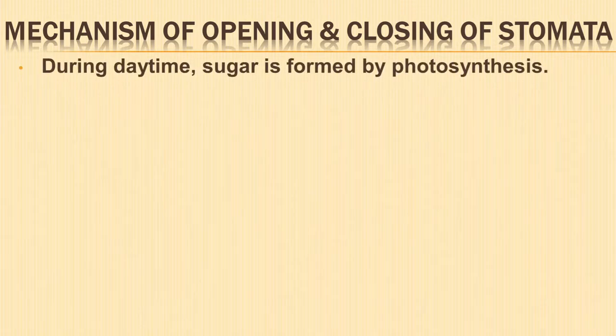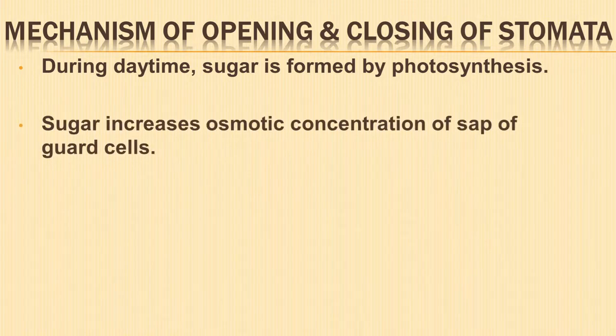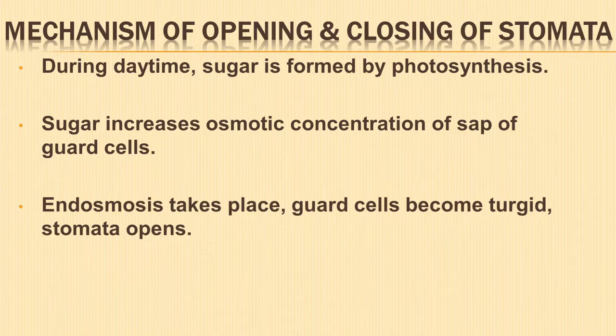During daytime, in the presence of light, the guard cells of the stomata photosynthesize with the help of chloroplasts, forming sugar. The soluble sugar increases the osmotic concentration of the sap of guard cells. Endosmosis of water takes place from the neighboring cells and the guard cells become turgid. This results in the opening of stomata.